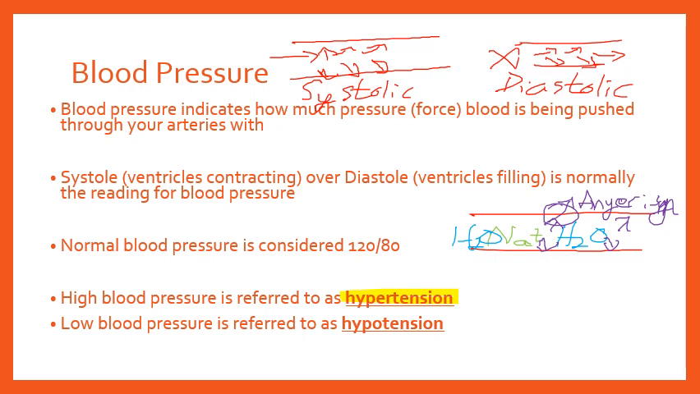Low blood pressure is called hypotension, and basically it means you're not getting enough blood flow out to certain parts of the body. The blood is not putting enough pressure against the outside walls of your blood vessels, which means it's not being pushed hard enough.